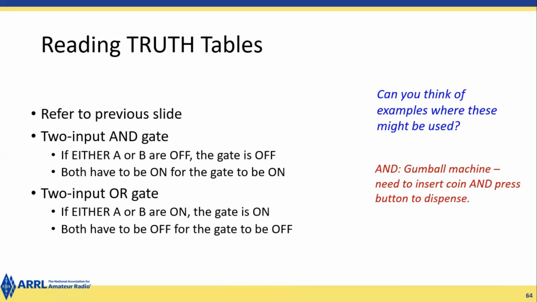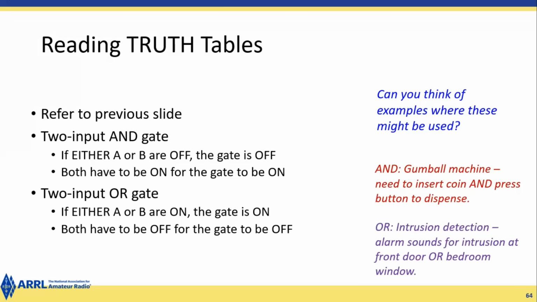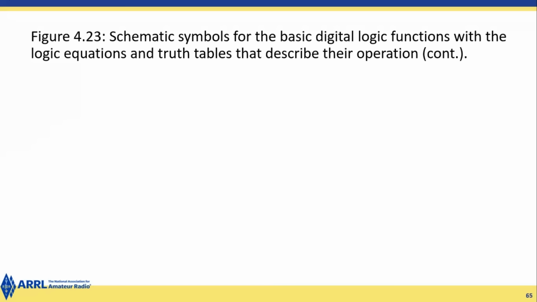Can you think of examples where this might be used? Maybe a gumball machine. You need to insert a coin and press a button to dispense. So you have to do this and that, then something happens. Or intrusion detection: an alarm sounds for an intrusion at the front door or the bedroom window. So you have either this window or this one triggering the alarm. That's an OR function.